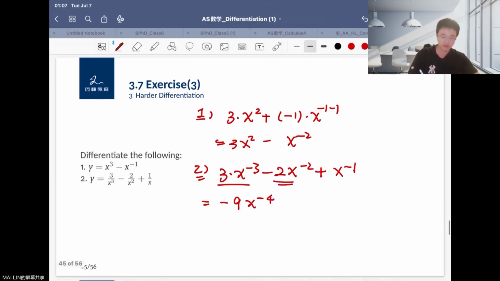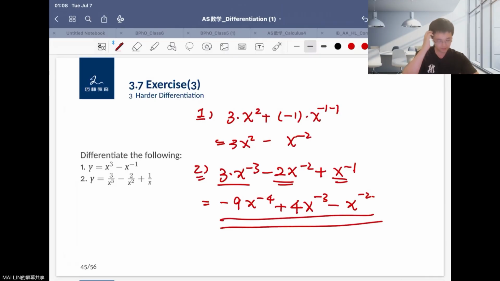And for the second term, it is -2. First we multiply by -2, which gives plus 4x, and the power here is -2 minus 1, which is -3. And for the last term, which is like x to the power of -1, first we put -1 in front of it, which gives minus x, and the power minus 1 gives x to the power of -2. That is the final equation for the second problem.